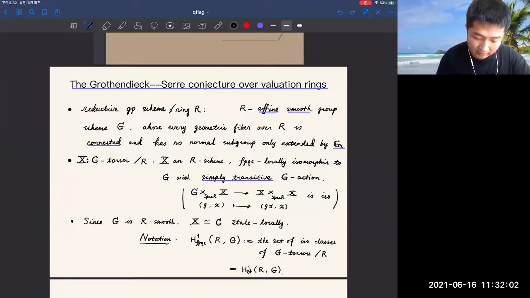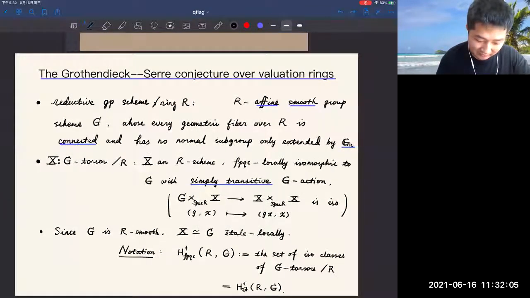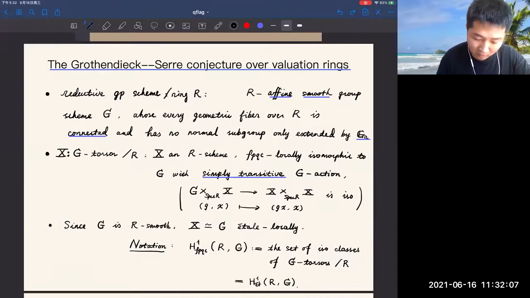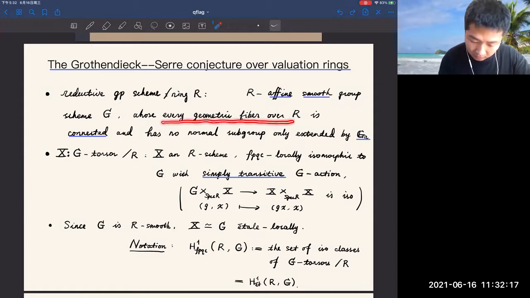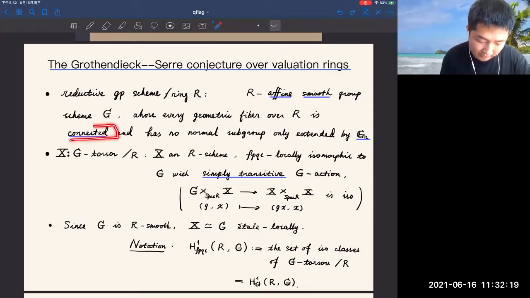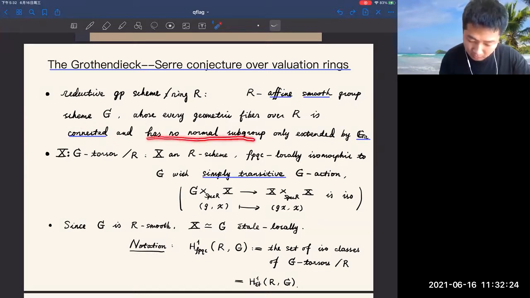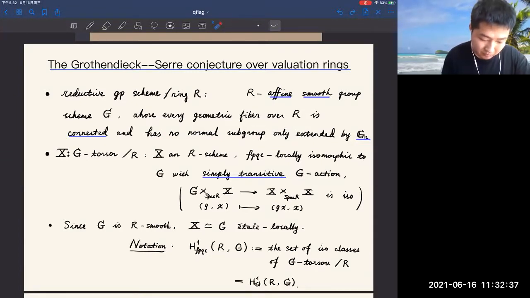So first, let us recall the reductive group scheme over a ring R. This is an R-affine smooth group scheme whose every geometric fiber over R is connected, and each geometric fiber has no normal subgroup extended only by additive subgroups. So this is also the reductive condition for group schemes over a field.